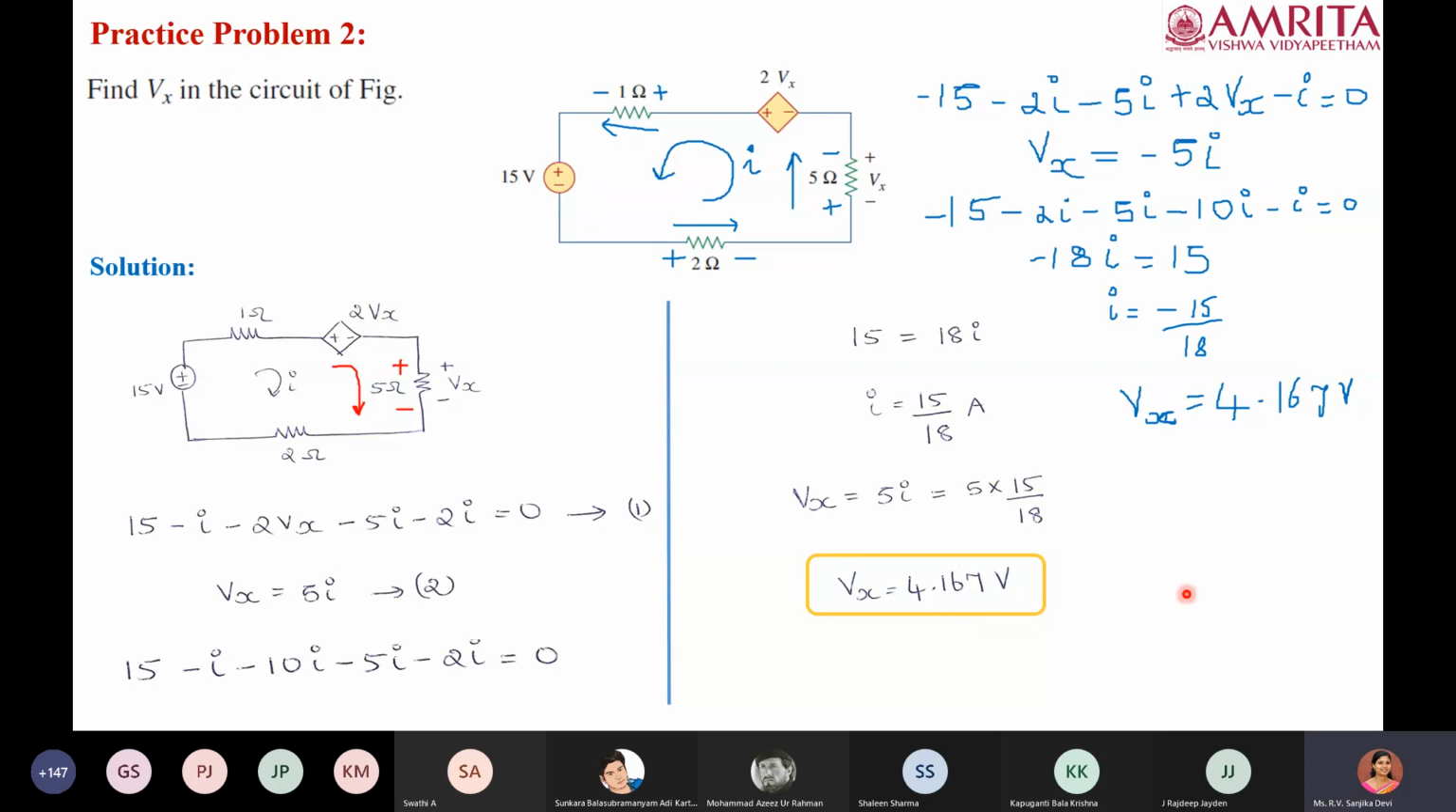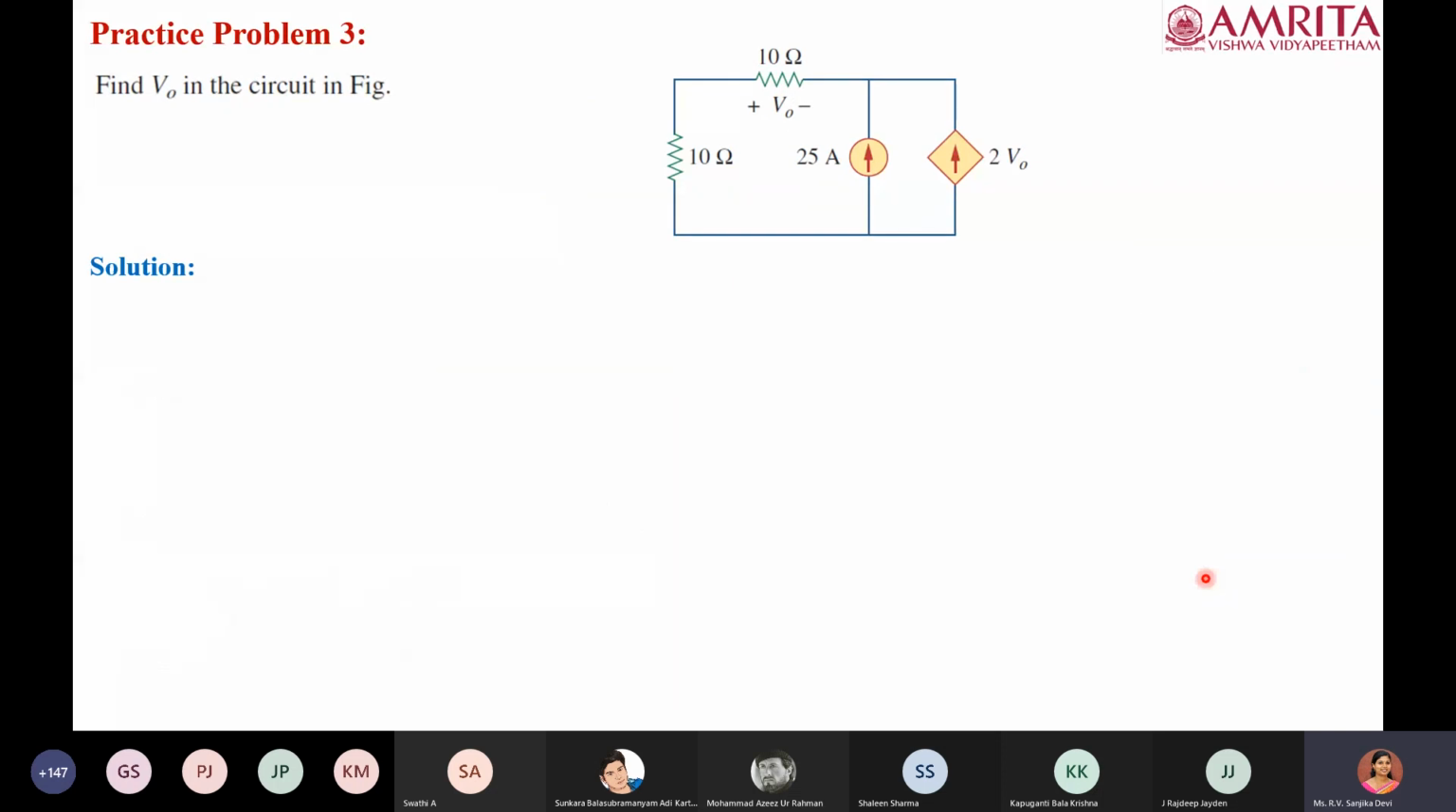Okay, so this one. We have to find V0 in the circuit in this figure. Now see here, there are two current sources, and whenever we have values in terms of current, it is easy to apply Kirchhoff's current law, the KCL equation, because the current entering a given node will always be equal to the current leaving the node.